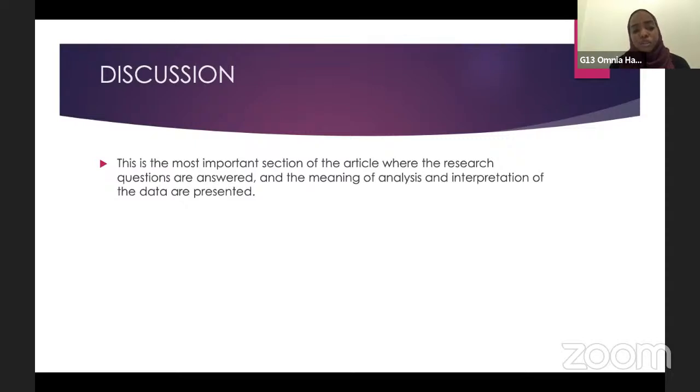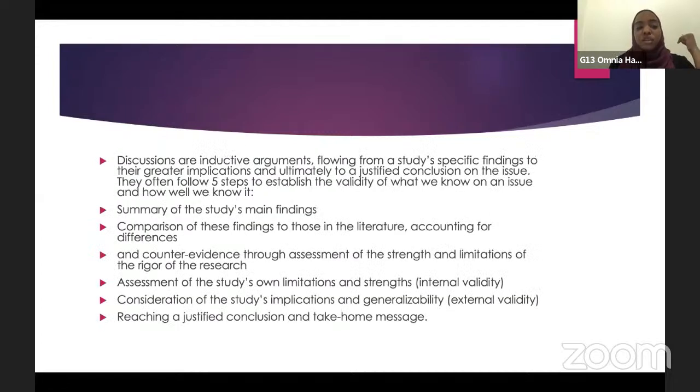So finally, we will look at the discussion. Discussion, this is the most important section of the article, where research questions are answered and the meaning of the analysis and interpretation of the data are presented. Discussion usually is constructed in inductive arguments. So in discussion, we start small, then we build up the argument. Okay, it's different from the introduction. In the introduction, if you remember, I said we build up the introduction in a deductive manner. We start big and we end small.